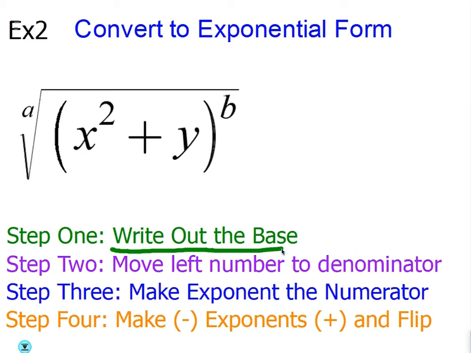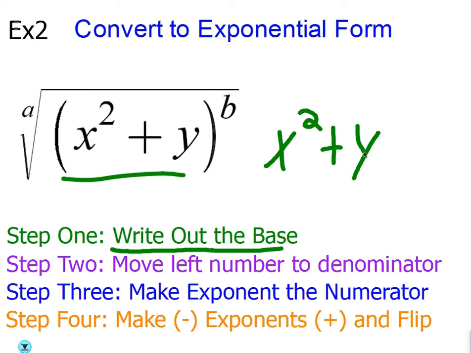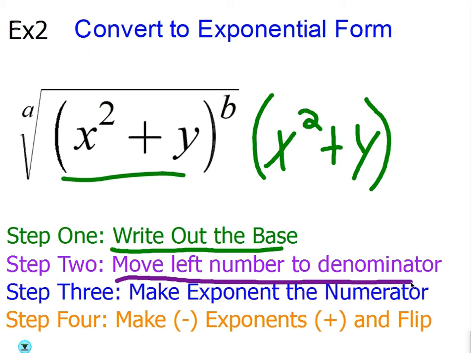All right, what would be the base for this example? Yep, x squared plus y, okay? Because it's under the exponent. So I'm just going to write out the base, x squared plus y. Okay, now we do need to put in parentheses because otherwise the exponent would just go to the y, right? But we know it goes to the entire base. What's going to be the denominator? Yeah, good. And the numerator? That's it.